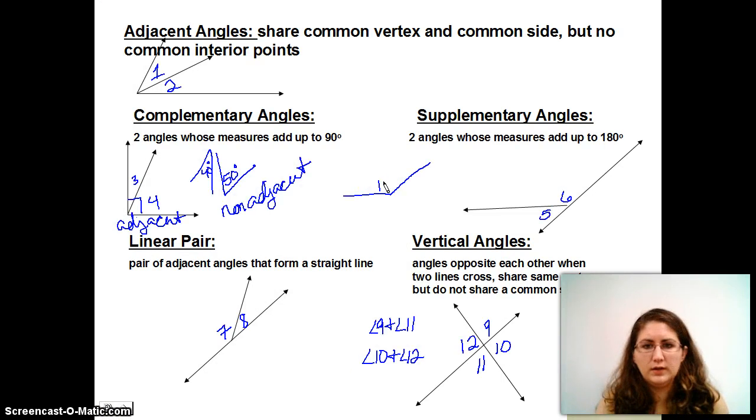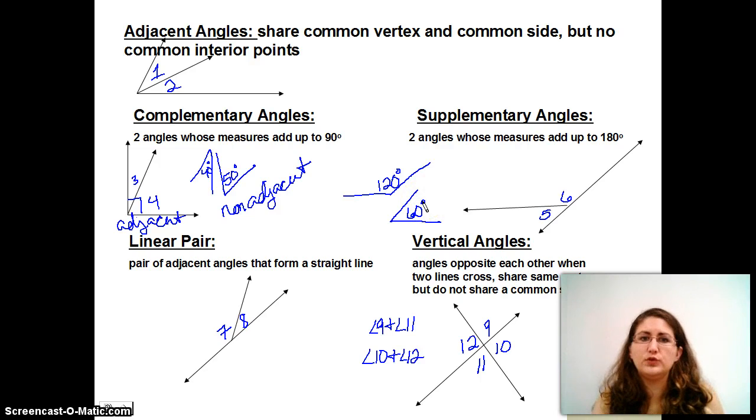Alright, so here is your recap page for the different angles we just talked about. Notice with complementary and supplementary, they don't have to be adjacent. They just have to be two angles that add up to either 90 degrees to be complementary, 180 degrees to be supplementary. They can be adjacent or non-adjacent. So pause this, write down everything from this page, and then move on.